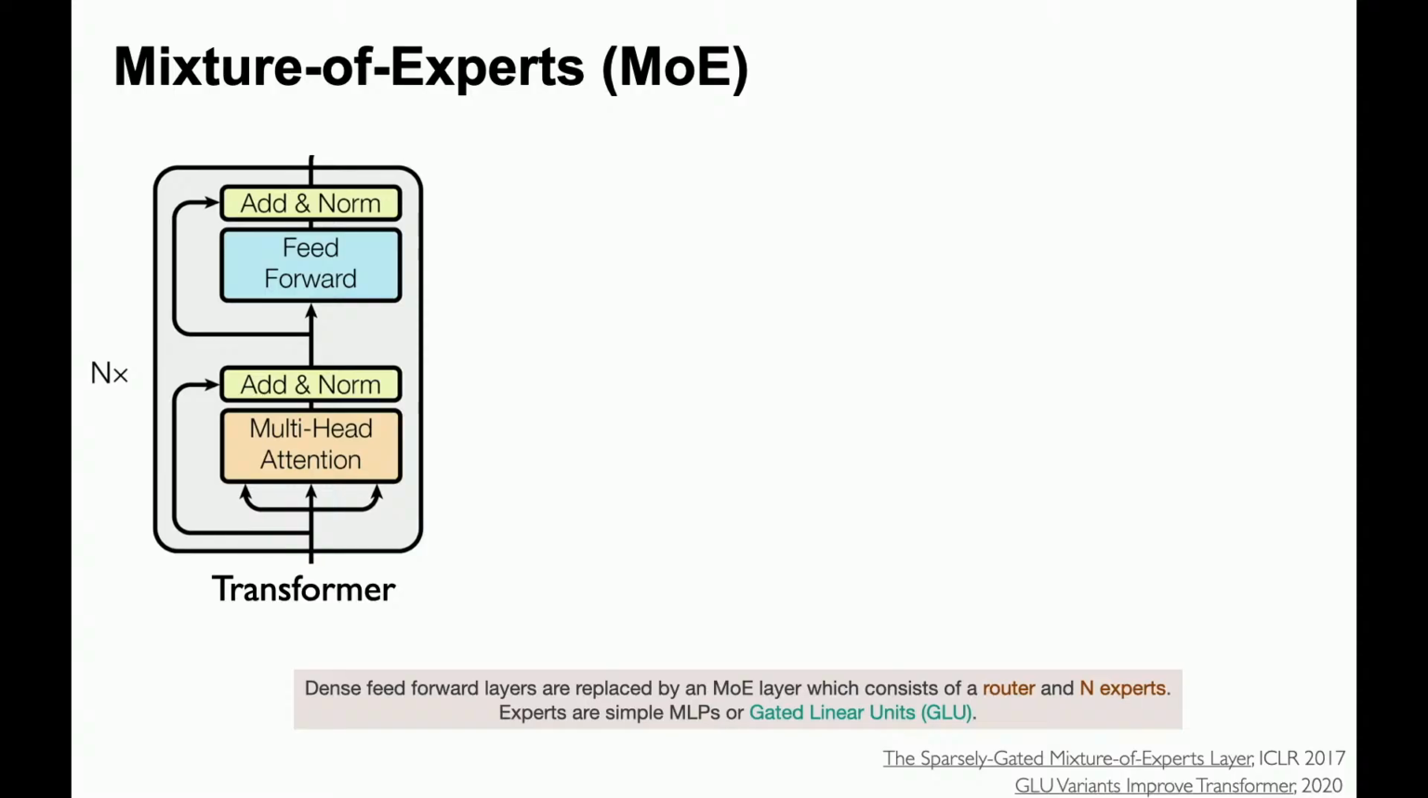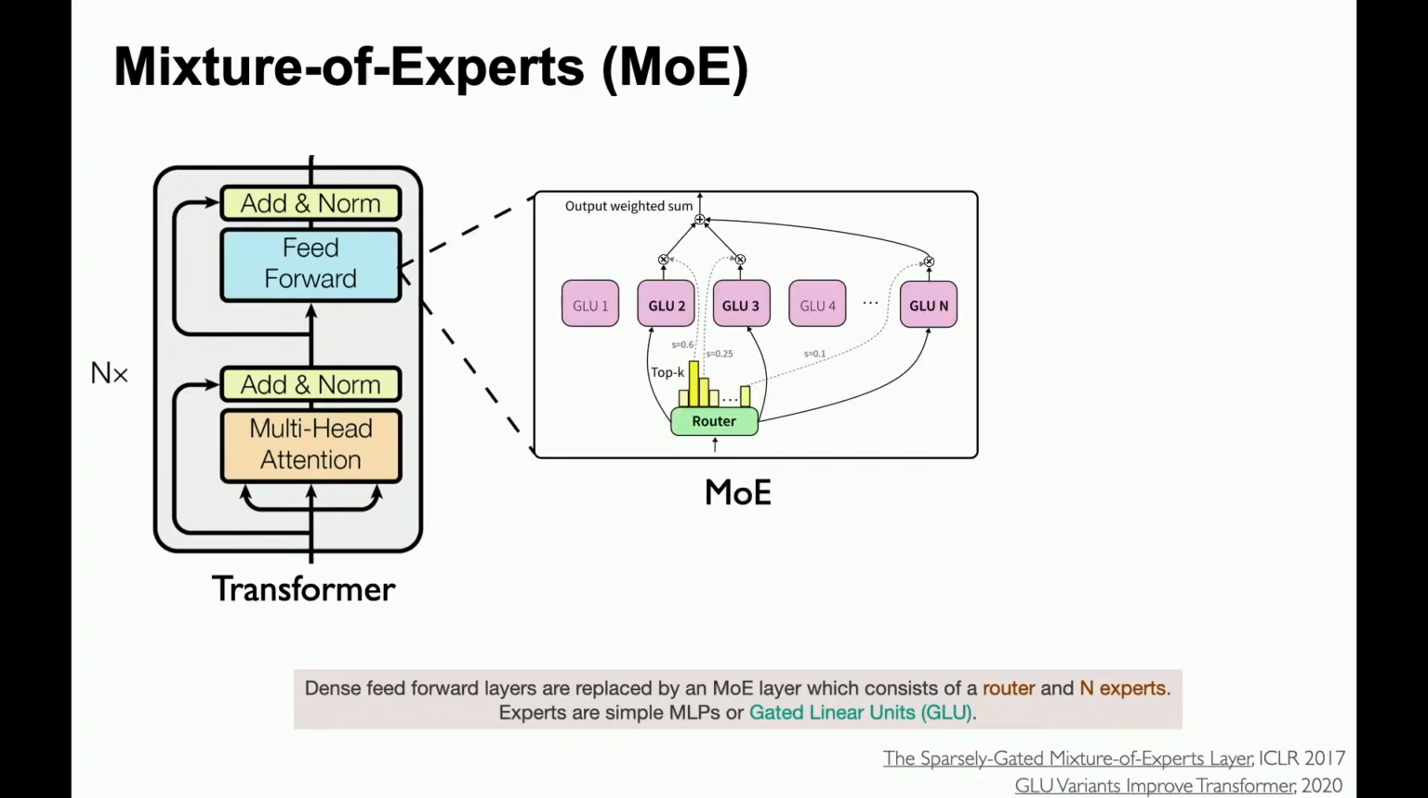Once you've optimized attention, the feed-forward network tends to be the bottleneck in your transformer building block. And the sparsely gated mixture of experts was essentially a way to increase the number of total parameters in your model without increasing the flops proportionately. Okay? So what does it look like?